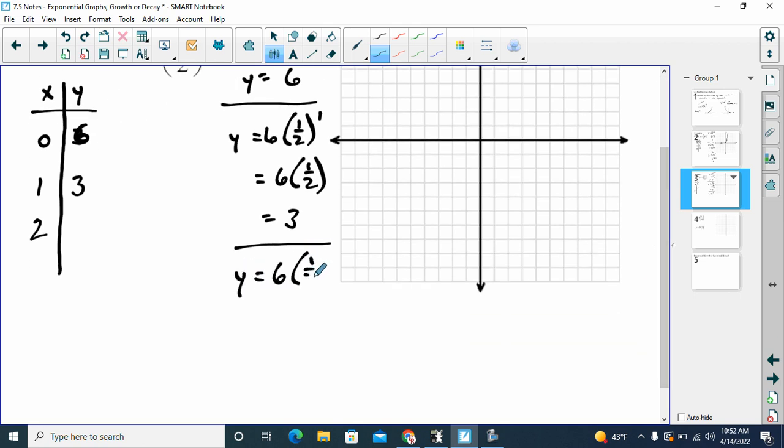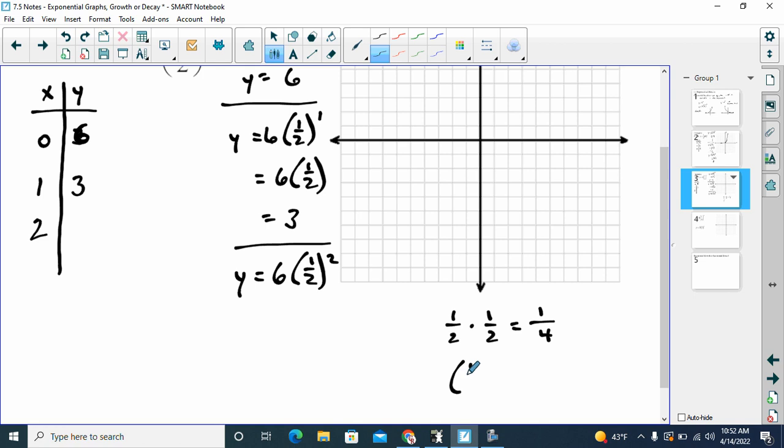6 times 1/2 to the second. 1/2 to the second power, there's a couple different ways you could do it. Second power means multiply it by itself, so we would do 1/2 times 1/2. And then to multiply fractions, we just multiply straight across. 1 times 1 is 1. 2 times 2 is 4.